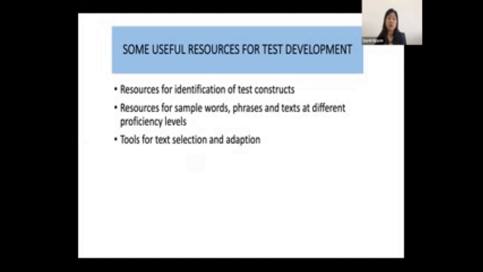The first would be the resources for identification of test construct, or in other words, in order for you to choose what to test. The second type of resource would be the resources for sample words or phrases and even texts at different proficiency levels, like A2 level, showing what should be tested. And the third type would be the tools for text selection and adaptation, because now you have access to a lot of text, but you need to know how to select the most suitable one for you, and how to adapt it to your curriculum-related purposes.